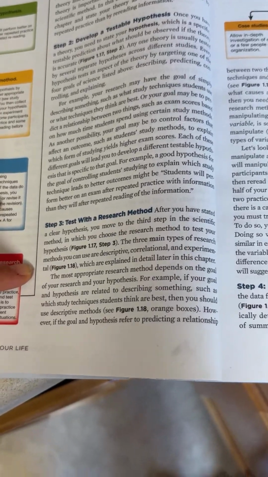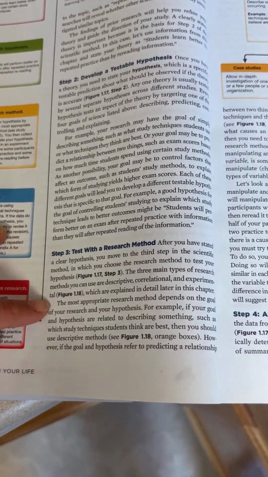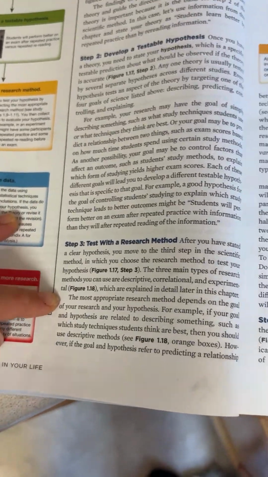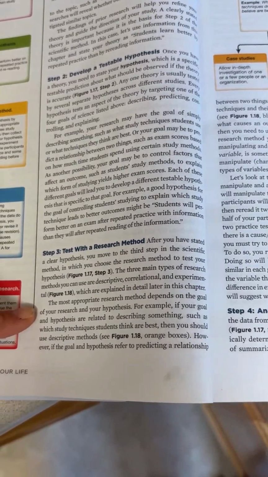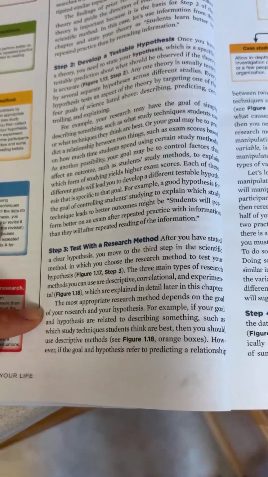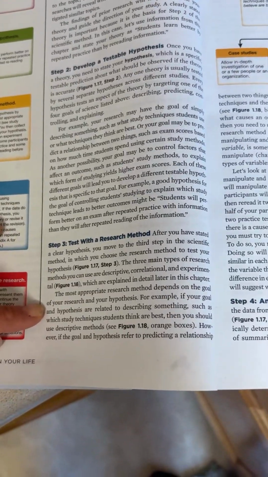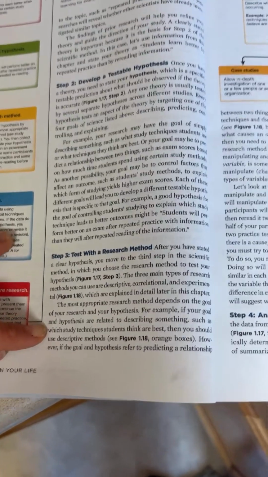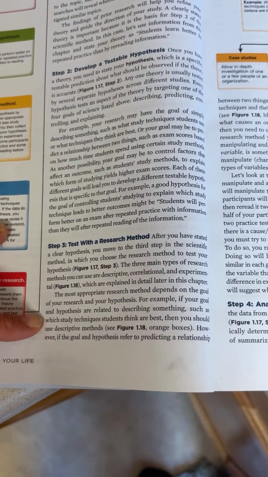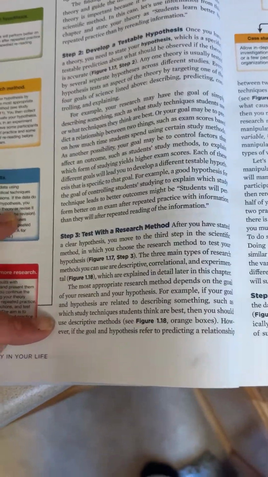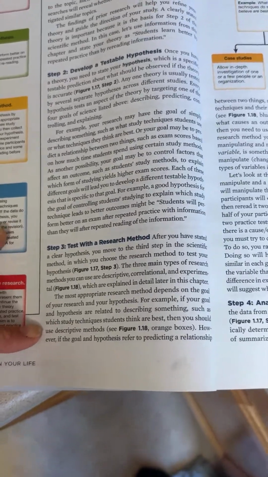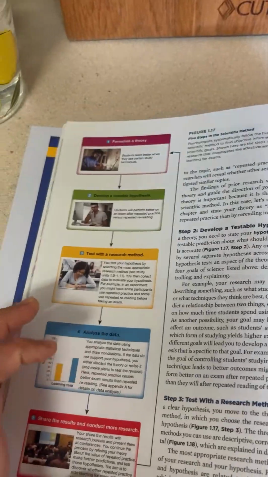These are explained in detail later in the chapter. The most appropriate research method depends on your goals, the goals of your research and your hypothesis. For example, if your goal and hypothesis are related to describing something, such as which study techniques the students think are the best, then you should use descriptive methods. See Figure 1.18, orange box.